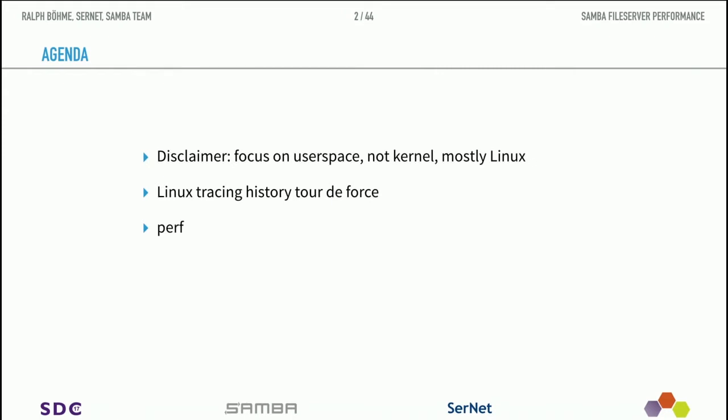So I'm going to begin with a Linux tracing history, before I get to show you how I was using Perf last year to do profiling. Then after doing profiling with Perf, I continued my research and I discovered SystemTap, which is awesome. So that's the second part, where I will be talking about SystemTap. And finally, I will be highlighting the Samba file server improvements that I achieved at the end of the month, or the journey, a love story that lasted a month.